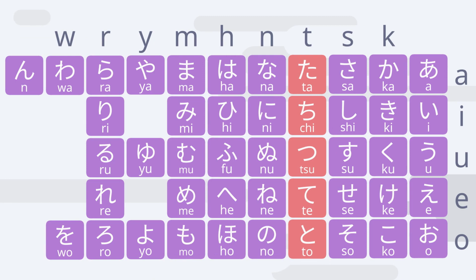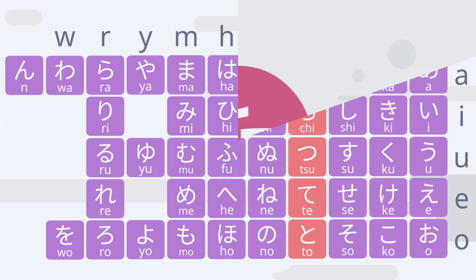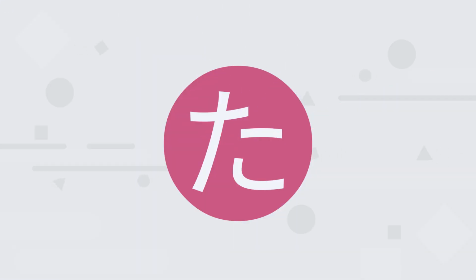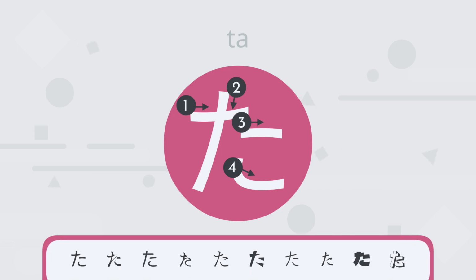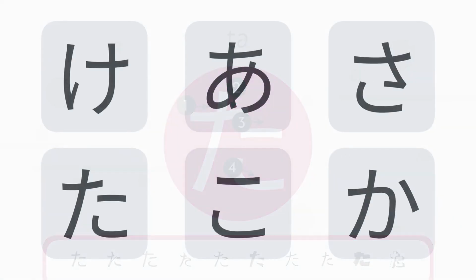In this video, we'll go over the characters ta, chi, tsu, te, to. The first character we'll learn is ta. Ta. Ta. Which of these characters is ta? Ta.